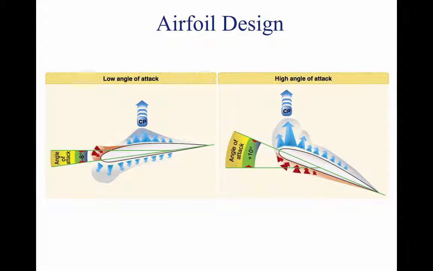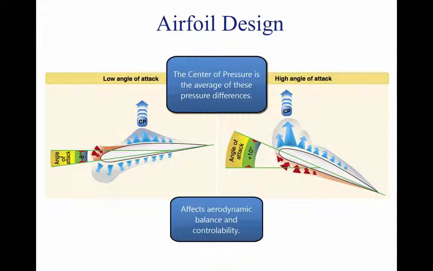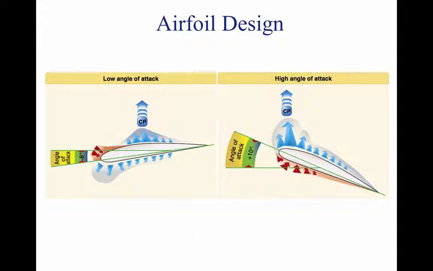If the wing is subjected to a different angle of attack, the airflow over the wing is changed, causing the forces to act in different places, and the difference is in the center of pressure, or the area in which aerodynamic forces act through. Some parts of the wing experience low pressure, and some parts experience high pressure. The center of pressure is the average of these pressure differences and affects the aircraft's aerodynamic balance and controllability. The diagram shows how the center of pressure moves on the wing for different angles of attack.